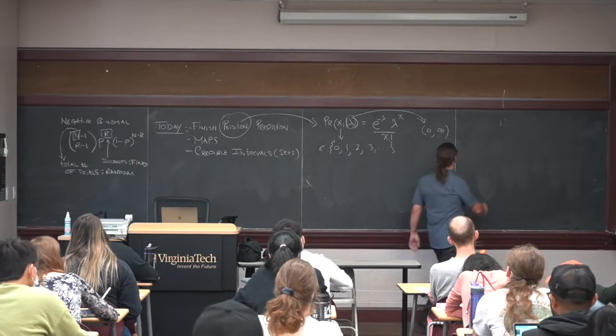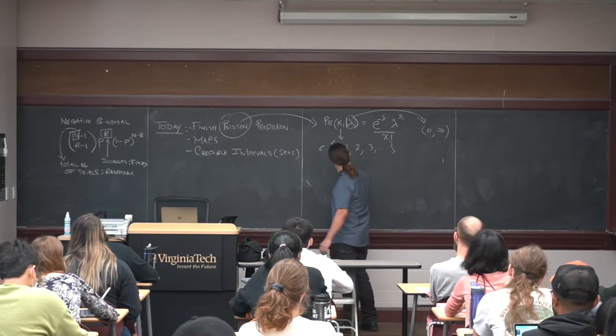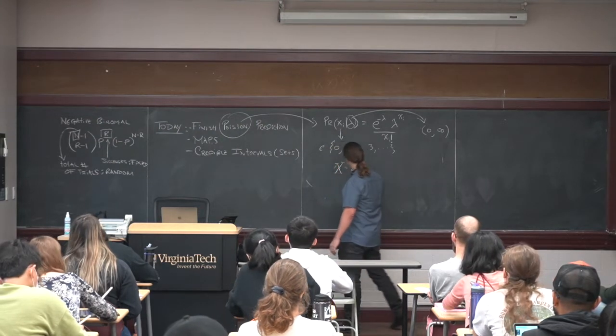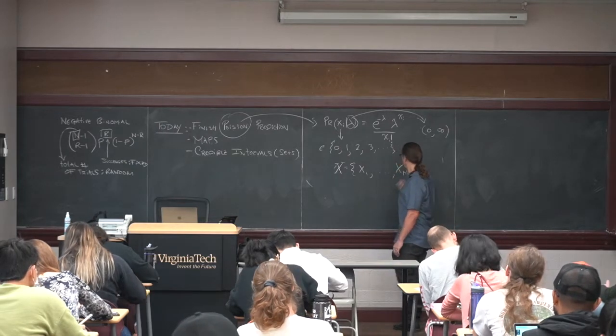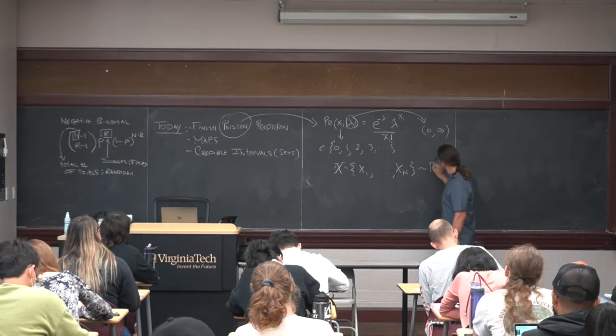Okay, so the idea is that we're going to get a whole bunch of samples. I'm going to get a whole bunch of x's, and they're going to be these counts. So I'll get n of them. They all come from a Poisson distribution.